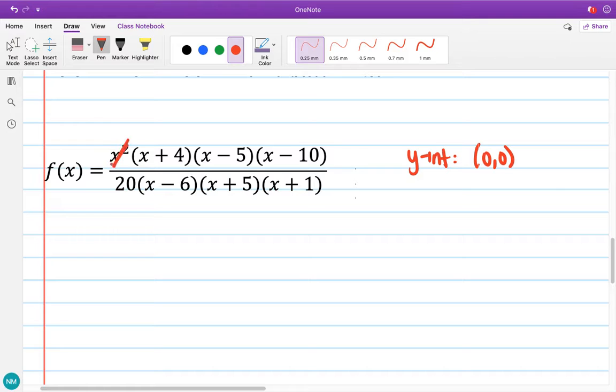Now, let's say this didn't exist. I would literally just plug in 0, and I'd get 4 times -5 times -10, and then 20 times -6 times 5 times 1. You just multiply the constants together, essentially, and divide.